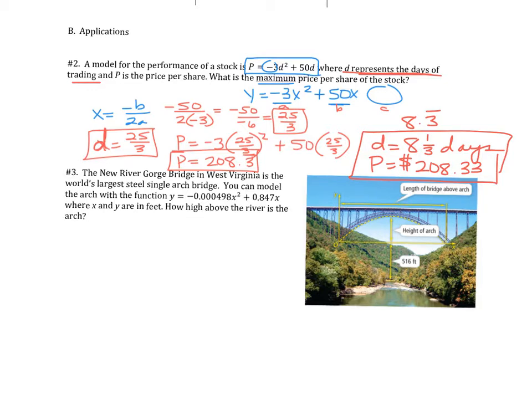Does that make sense? Somewhat? Find the vertex, right? We just found the vertex. You just need to know what the vertex means. And we tell you in the problem, P is the price per share, D is the number of days of trading. Okay?